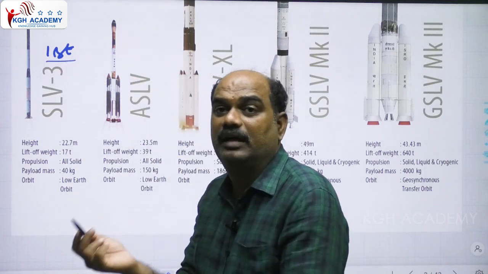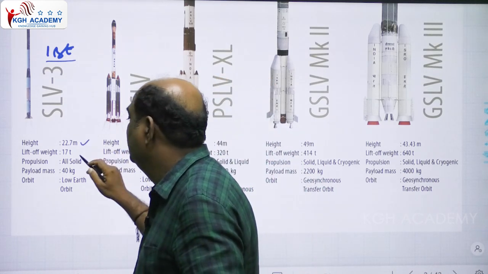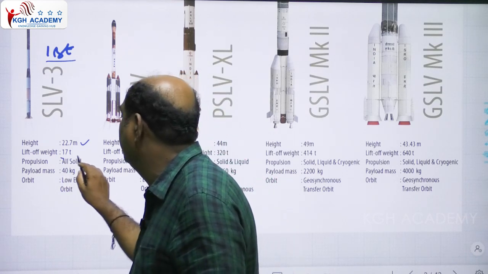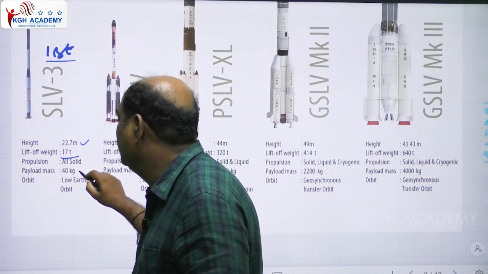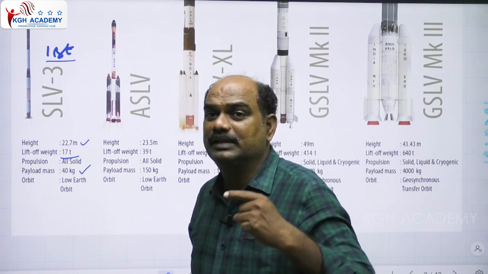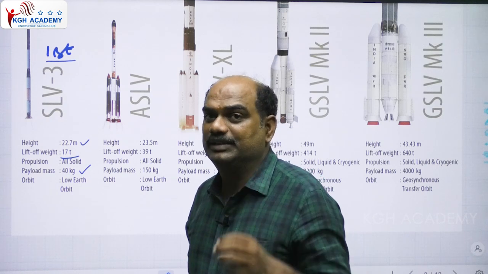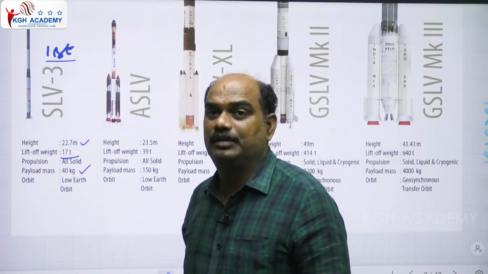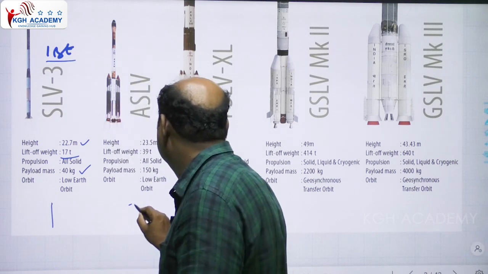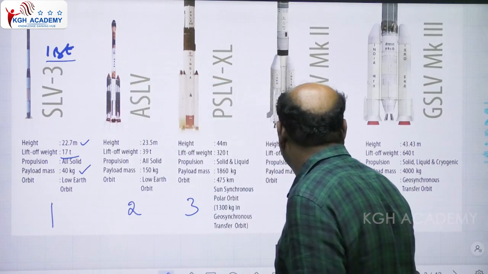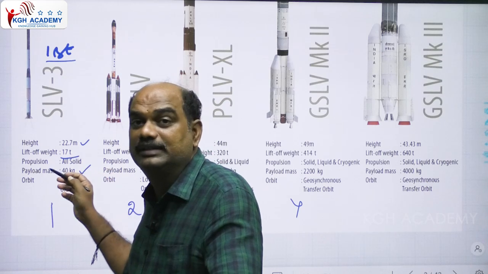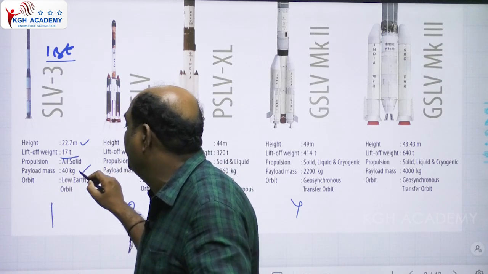The height of SLV is 22.7 meters, and its lift off mass is 17 tons. It can carry a satellite with a weight of 40 kgs. A very small satellite can be launched by the SLV. We can say it is one of the primitive launching vehicles of ISRO, and we call it the first generation launching vehicle. This is the first generation, then the second generation, third generation, fourth generation, and the extension of the fourth generation is GSLV Mk2.